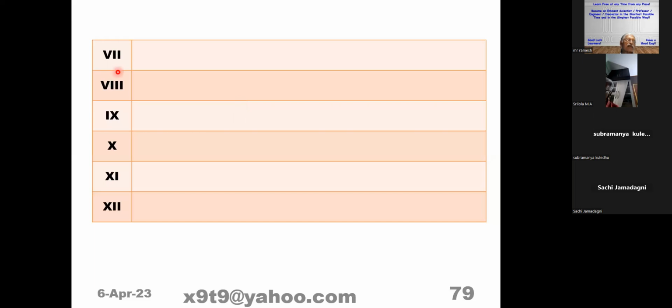Then 7th house is called Kalatrasthana. Kalatrasthana means like spouse. Eighth one is called Ayusthana, Ayasu, lifespan. Ninth is called as Bhagyasthana or luck. 10th one is called as Karmasthana. Karma. That means Karmasthana. That means the workplace where you work. 11th is called Labhasthana, profits.